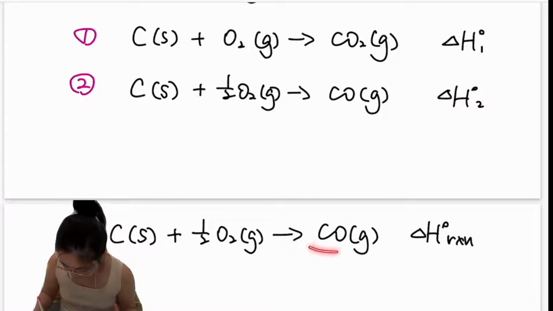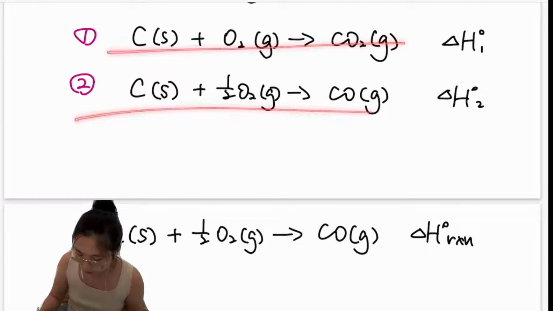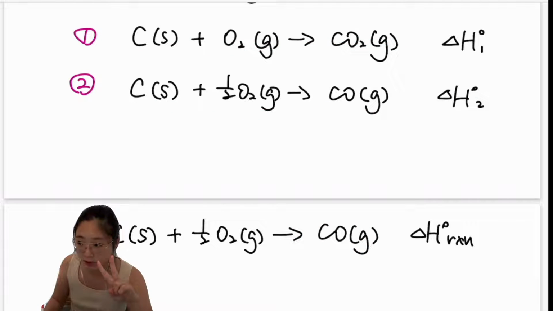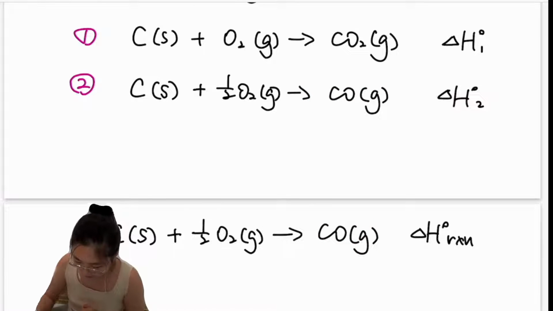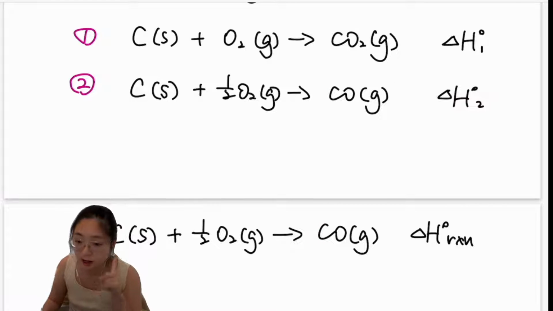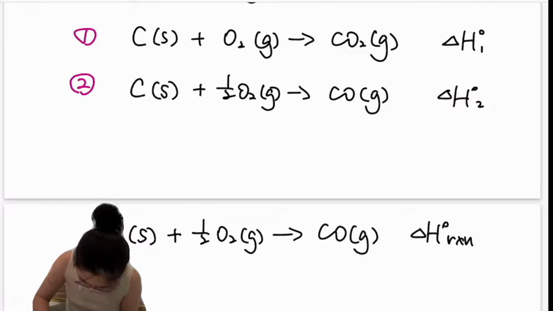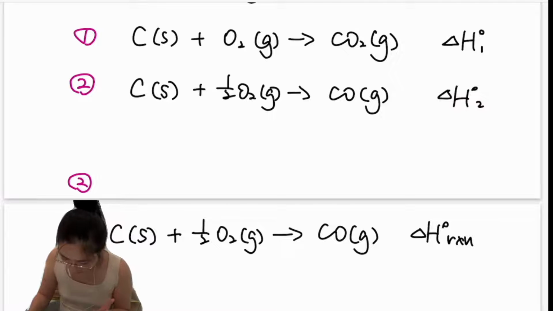So for the product, I have carbon monoxide. And out of these two chemical equations, reaction 2 is the only one that has carbon monoxide involved. And they have the same coefficient of 1, which means for reaction 2, I don't have to manipulate it. I just need to place it. Okay, and then for reaction 1, what about the other one?